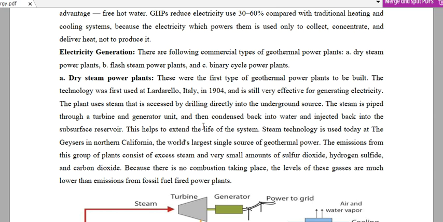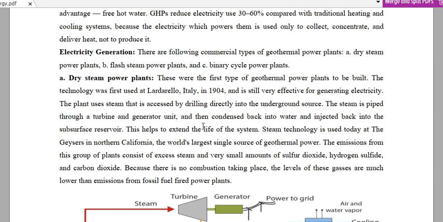Steam technology is used today at the geysers in North California, USA, which is the world's largest single source of geothermal power. And the emissions from this type of plants consist of excess steam and very small amounts of sulfur dioxide, hydrogen sulfide, and carbon dioxide. Because there is no combustion taking place, the levels of these gases are much lower as compared to fossil fuel based power plants.